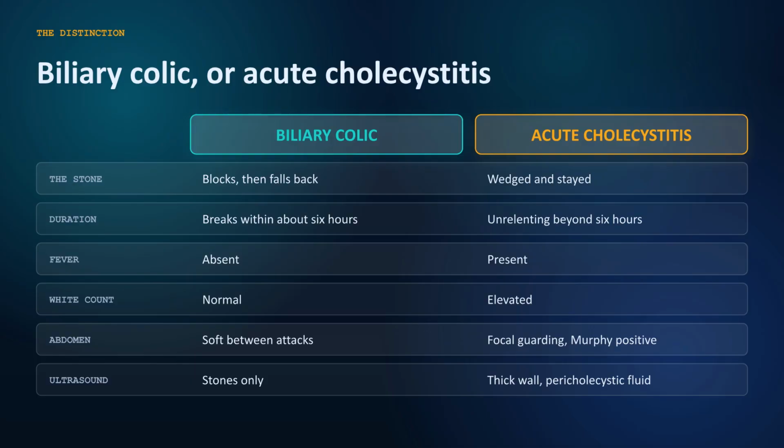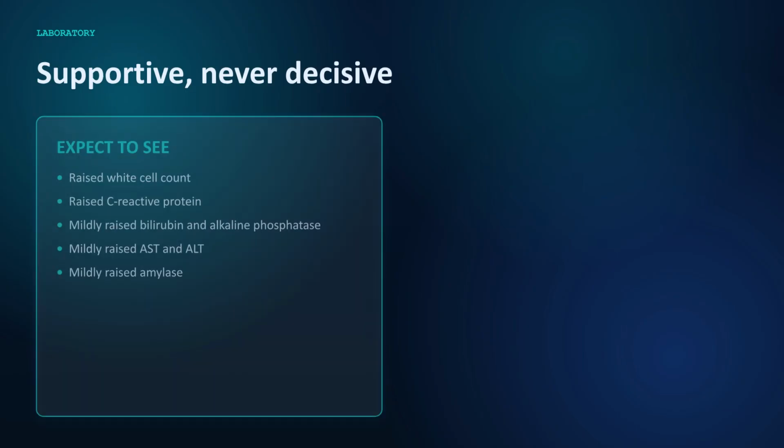In practice, the clock and the thermometer do most of the work. Duration beyond 6 hours, plus a fever should move you off colic. What should the laboratory show? Expect a raised white cell count and a raised C-reactive protein. You may see a mild rise in bilirubin, alkaline phosphatase, the transaminases, and amylase.